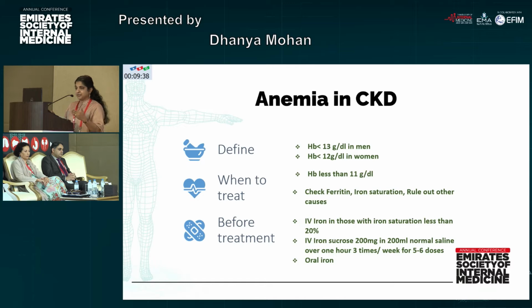Before treatment with erythropoietin-stimulating agents, it is important to correct iron deficiency. In patients with chronic kidney disease, we must understand that iron absorption is impaired from the gastrointestinal tract. So if patients with CKD stage 3 and below have features of iron deficiency, that is, the iron saturation is less than 20%, it is recommended to give IV iron to boost up the iron stores. The IV iron preparations that are used are iron sucrose, and nowadays we have ferric carboxymaltose, which can be given less frequently. These are used to correct iron deficiency before we commence erythropoietin-stimulating agents.